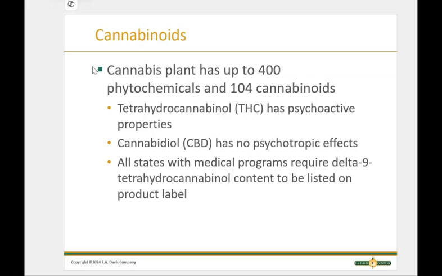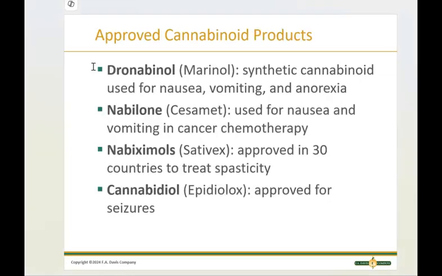Nabilone, which is Cesamet, is a Schedule II synthetic cannabinoid approved for nausea and vomiting in patients receiving chemotherapy. Sativex, which is nabiximols, is a product approved in the United States and 30 countries used to treat spasticity as an oral mucosa spray associated with multiple sclerosis.